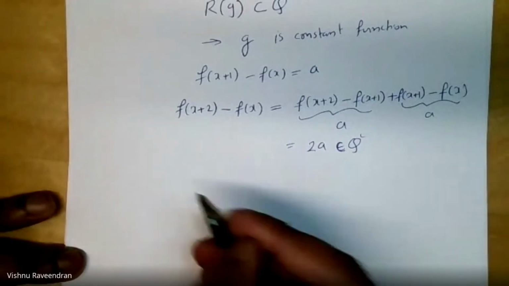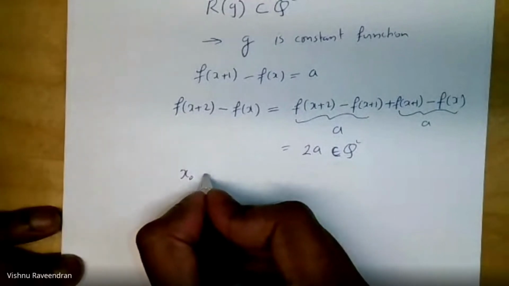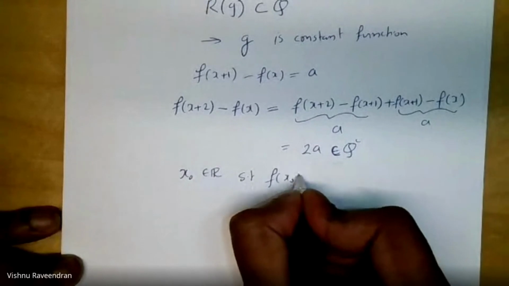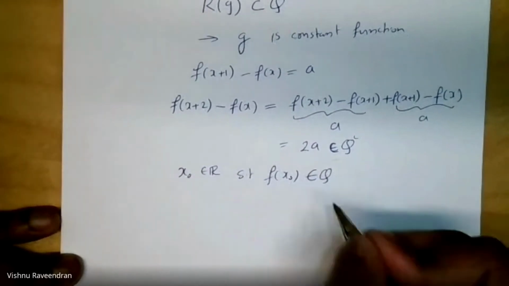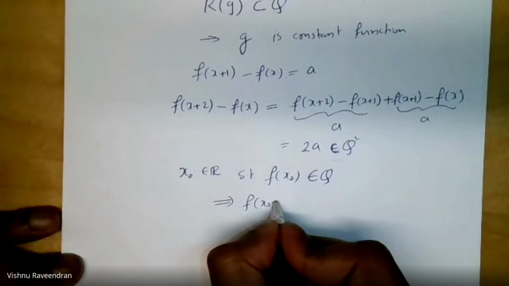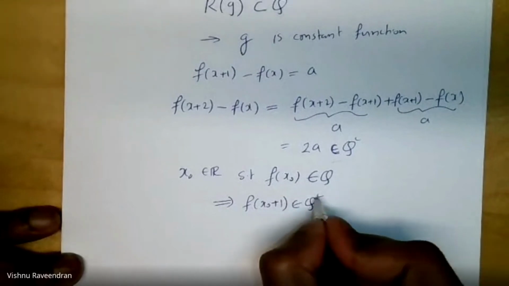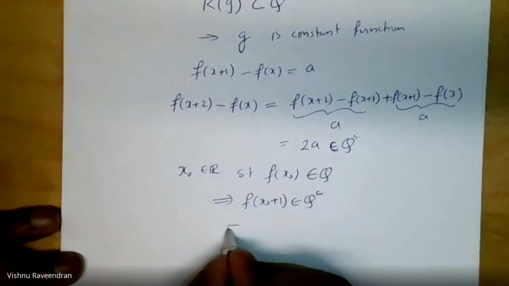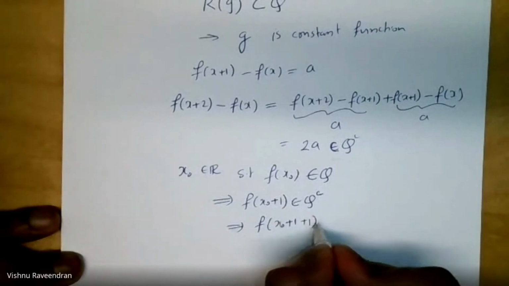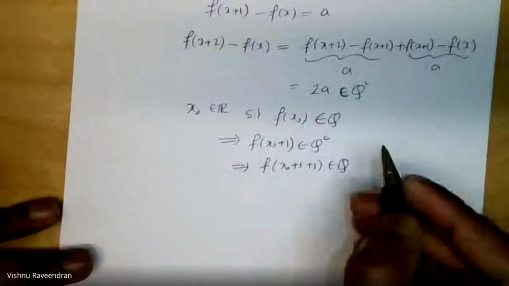This we got, right? So I'll do it a little faster. Now assume there exists an x naught in R such that f of x naught is in Q. So what does it imply? It implies f of x naught plus 1 is an element of the irrationals. What does this say? This says f of x naught plus 1 is an element of Q, rational.